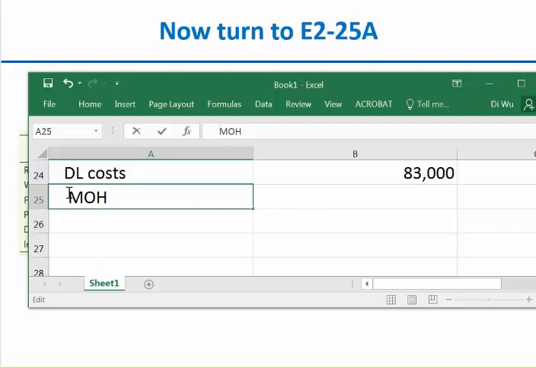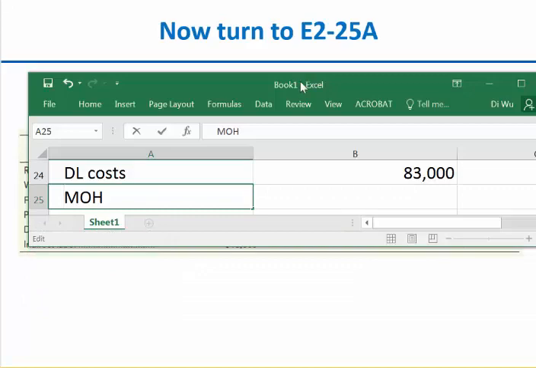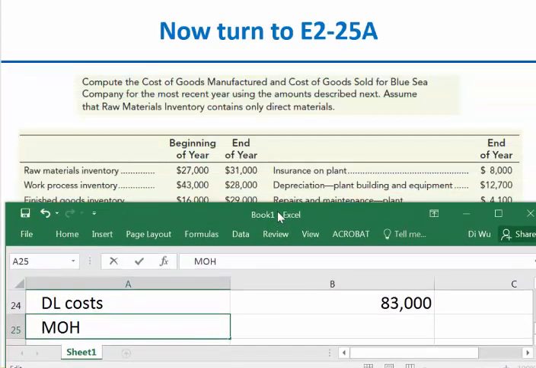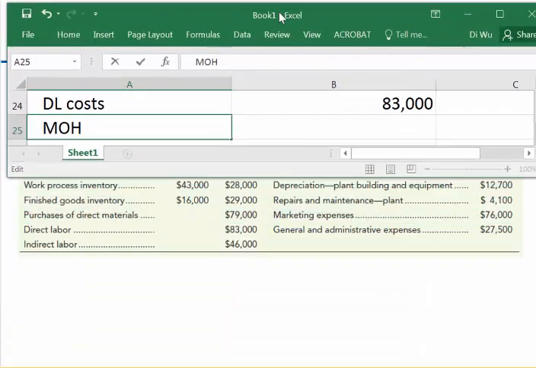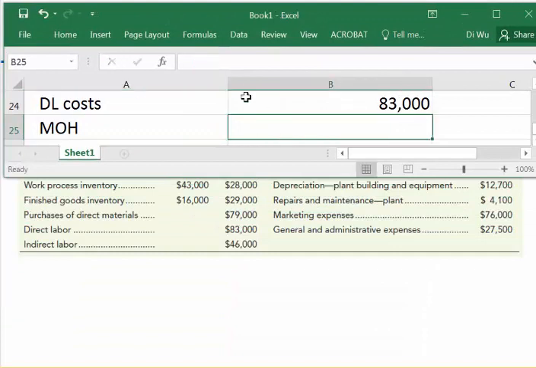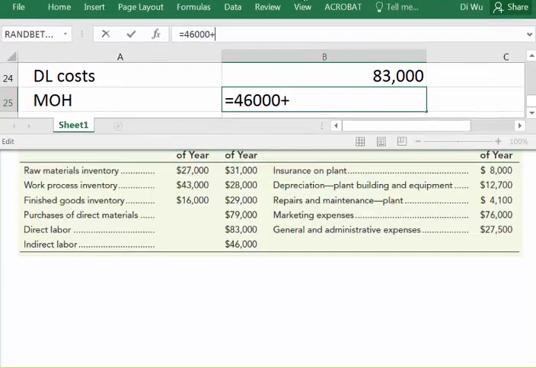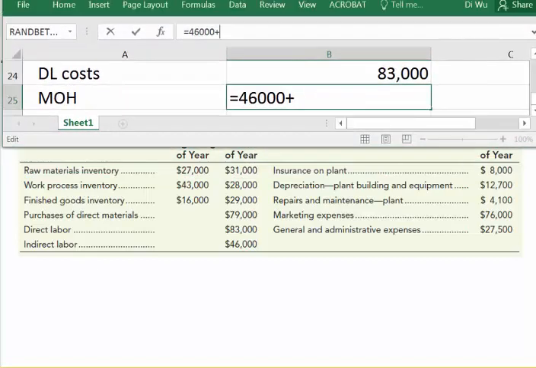So to find the manufacturing overhead, I have to actually take a look at all these accounts. There are quite many of them, so I have to be careful. I need to consider direct labor cost, which is 46,000, and also insurance on plant. If it's insurance on headquarters, you don't have to include that, but it's insurance on the factory, on the plant, so I need to add 8,000.